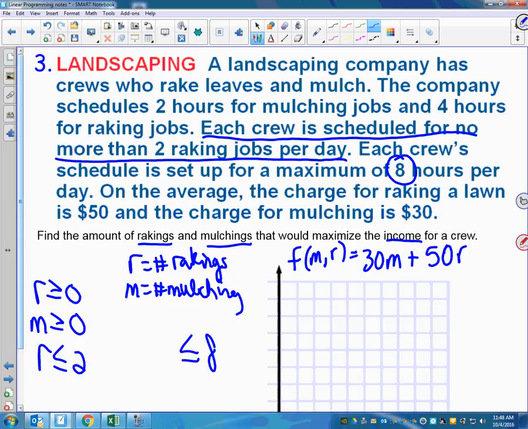How many hours does it take for mulching jobs? 2 hours. And how many hours does it take for raking jobs? So could I write an equation saying the number of raking jobs times the number of hours it takes? Like 2 hours for mulching jobs plus 4 hours for raking jobs. So my total number of hours has to be less than or equal to 8 hours. And I think we've taken care of all the numbers that they gave me up there in that problem. How many of these do we have on our homework?